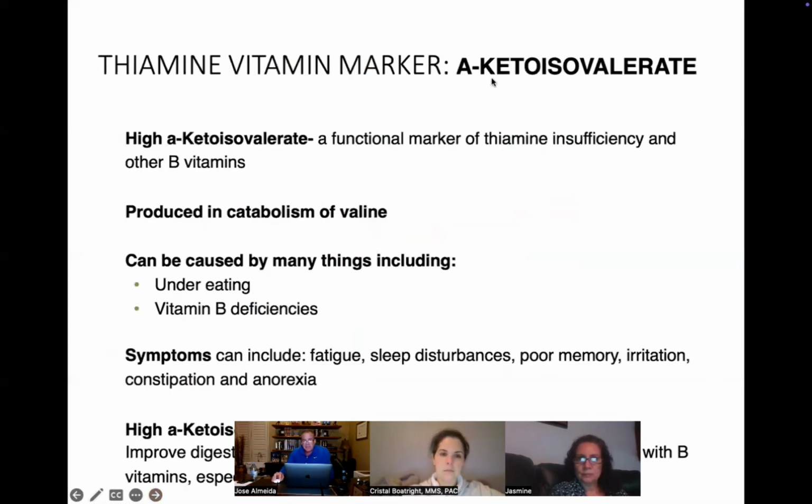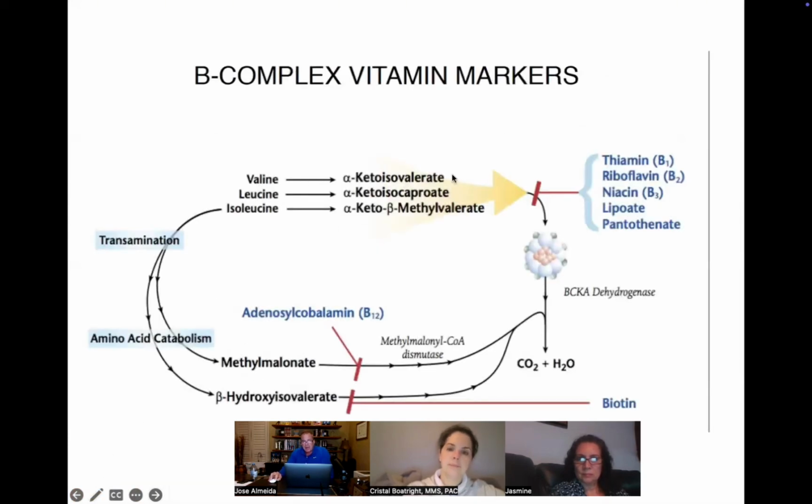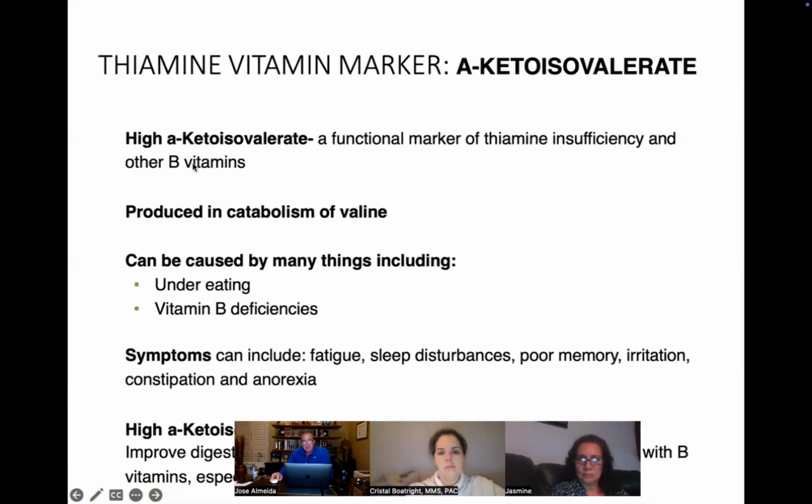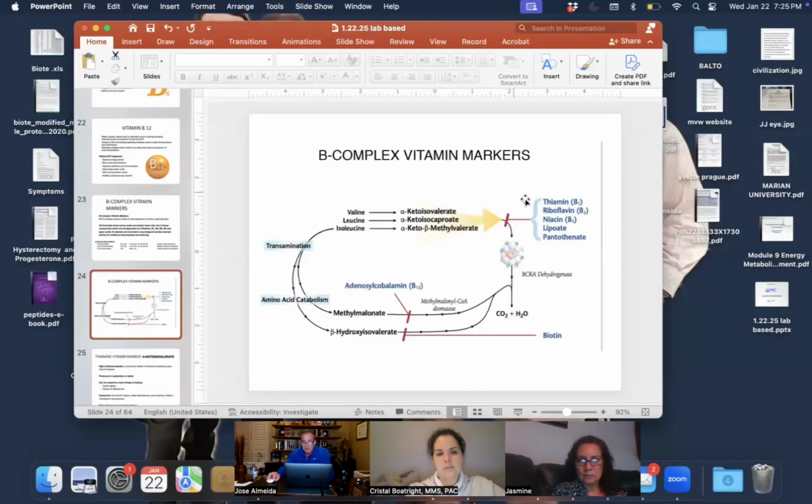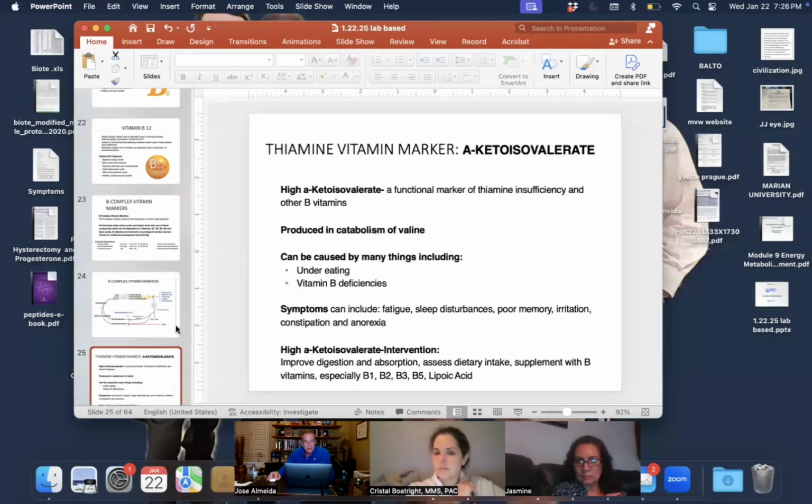So this is what we just mentioned: high alpha ketoisovalerate, a functional marker of thiamine and B vitamin deficiency, reflecting impaired metabolism of valine. Valine metabolism problems come from either undereating or vitamin B deficiencies. These are three vitamins here: lipoate, pantothenate, and I think we said B6. That's what this is saying right here. High alpha ketoisovalerate is a problem with valine metabolism.